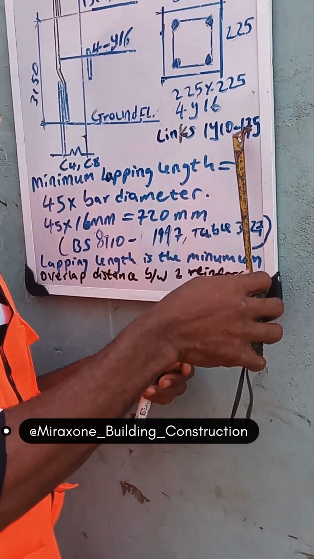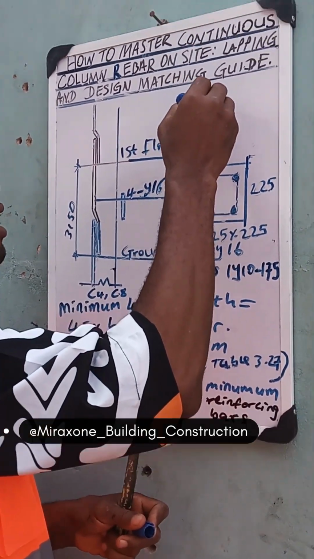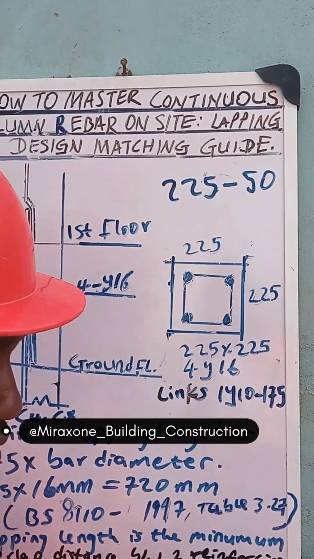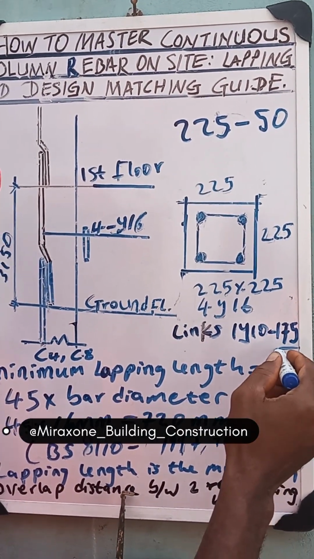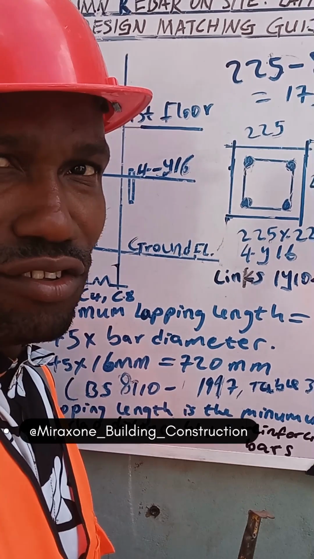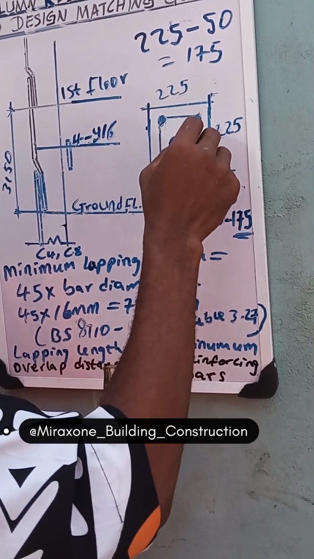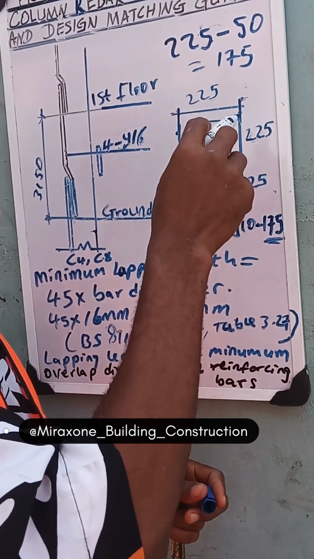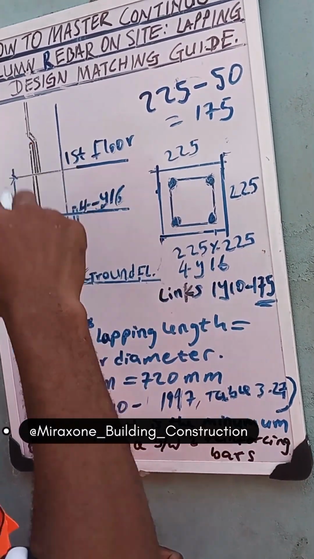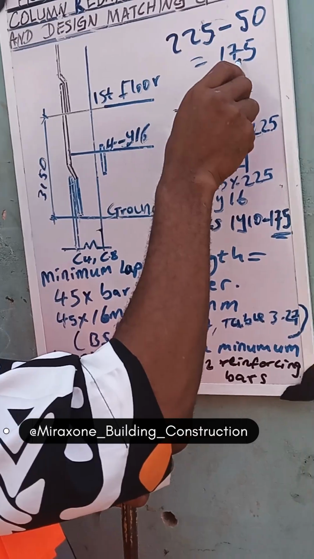Then this 175 entails from this 225, from each side, zoom it, you minus the concrete cover. When you minus the concrete cover, I'm talking about this 175. So from here to here you minus the concrete cover, then from here to here, from here to here, and from here to here. So you discover that when you minus the concrete cover from each side, you have 175.